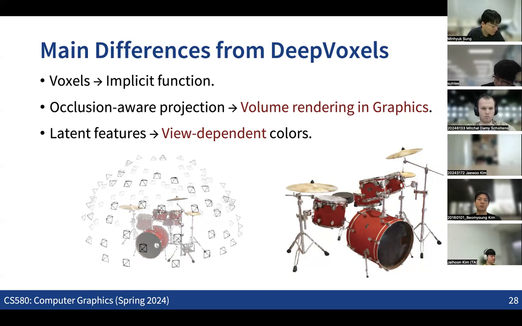The other thing is that we are not going to encode latent features. This is not about doing some neural decoding. We're going to encode physical properties, which are the density information and also the color information. But instead of just having the color information, we're going to have view dependent color information. So what is the view dependent color information in terms of radiometry?